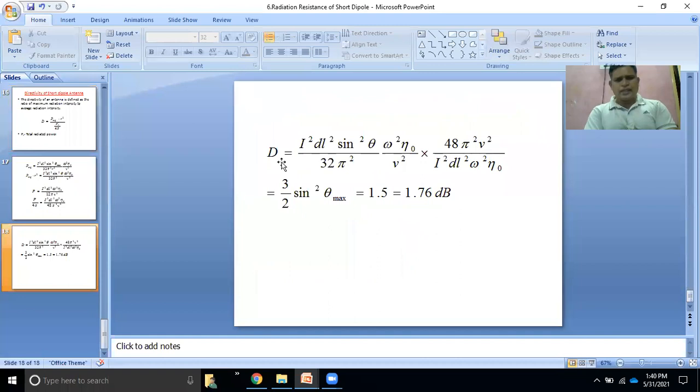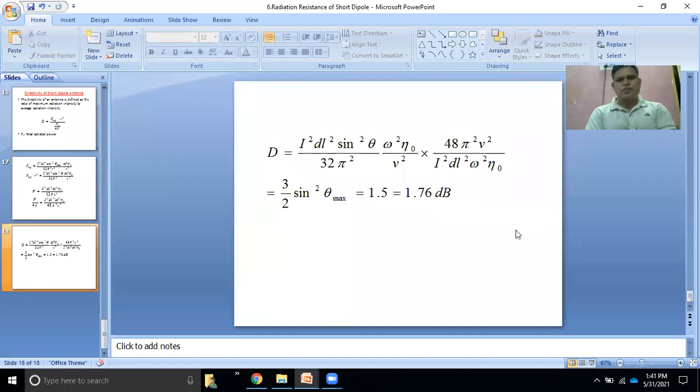Therefore, the directivity of the short dipole antenna is equal to 3 by 2 times sine square theta maximum. Since the maximum value of sine theta is equal to 1, you can write this as 1.5, or if you convert this into decibels, it comes to 1.76 dB. In a previous question paper they asked this question: show that the directivity of the short dipole antenna is equal to 1.76 dB.